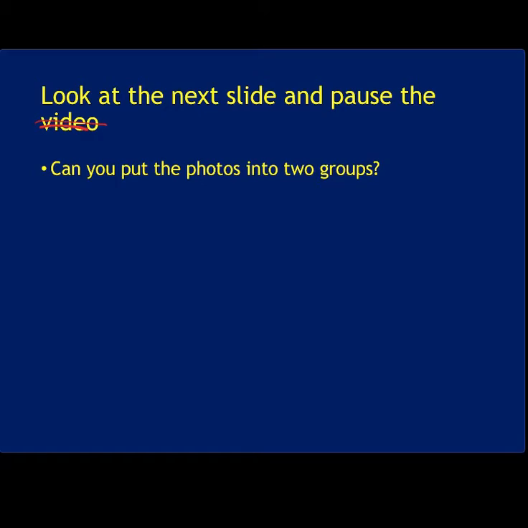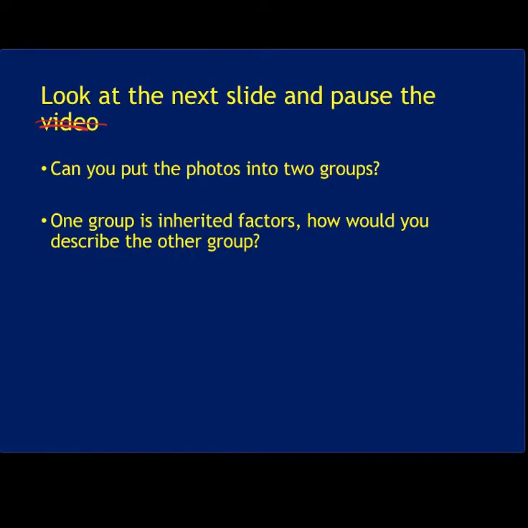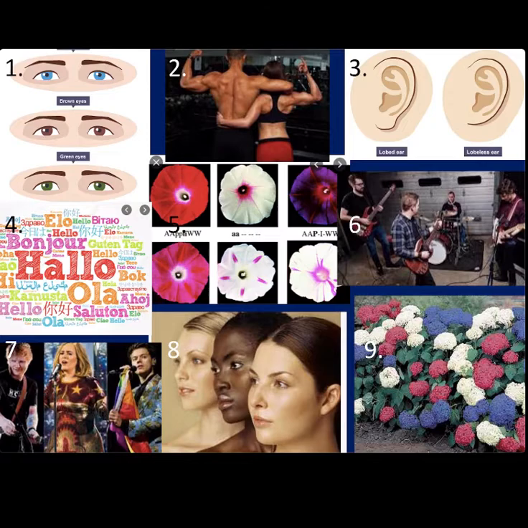You are going to put the photos in the next slide into two groups for yourself. I'm going to tell you that one group are inherited factors, so things that you would have gotten from your parents, and there are 4 numbers involved with this group. So what are the 4 numbers? And in terms of the second group, the photos that are left over, how would you group them? How would you describe them? So we have 1, 2, 3, 4, this is 5 here, 6, 7, 8 and 9.